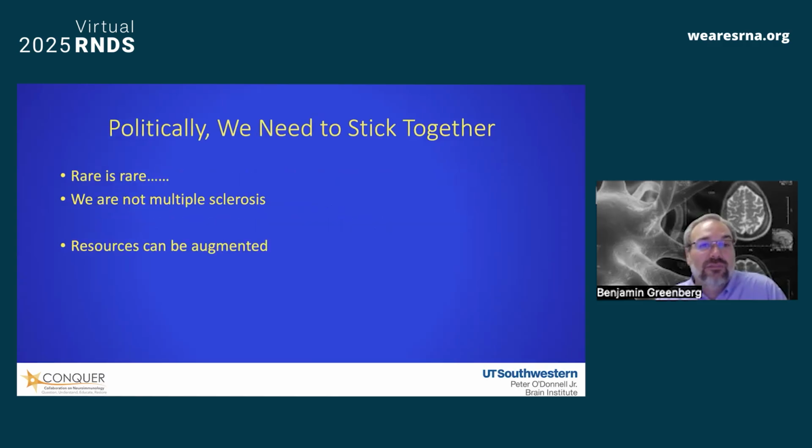And then finally, politically, we need to stick together. Now, don't get nervous. This is not a political statement of normal US politics. This is the politics of healthcare. And we belong to rare disease communities, and rare diseases get the least amount of funding and support. But when we coalesce together and we find commonalities in rare diseases, resources can be augmented and shared, and everybody can benefit relative to the work that gets done scientifically.